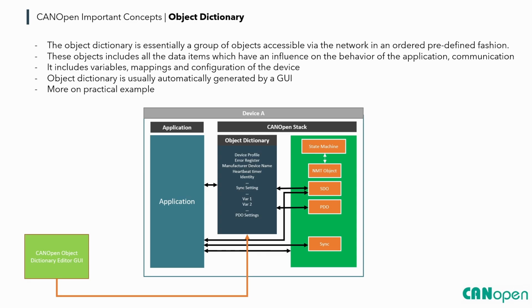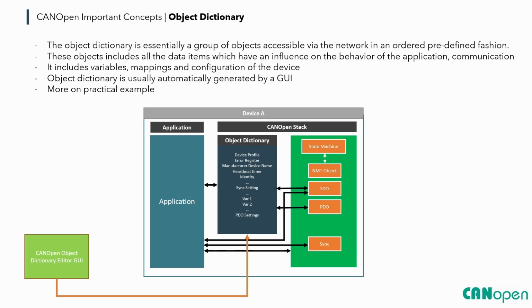Basically you can define everything, and those objects include data that has a direct impact on the application or communication. The object dictionary also includes variables, mappings, and the configuration of the device. So you can configure the node ID, the baud rate, and all this stuff in the configuration.